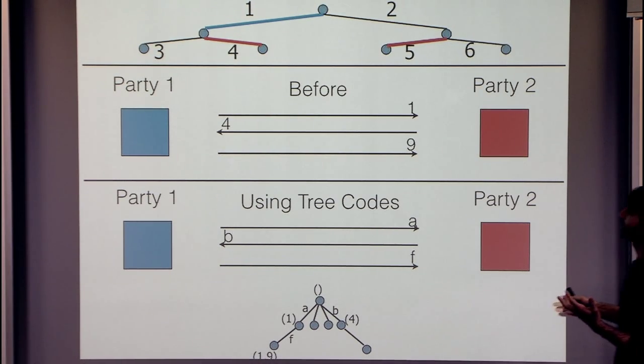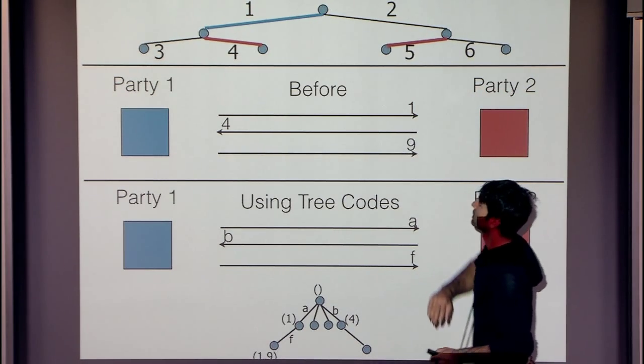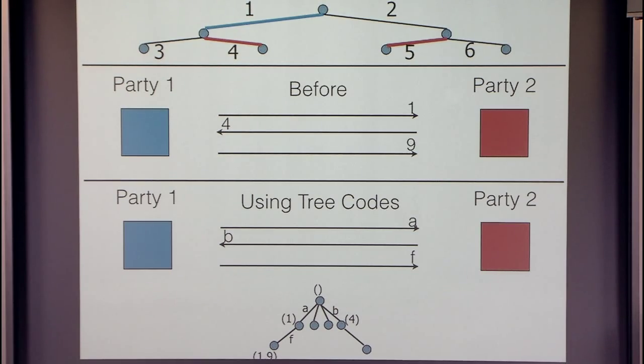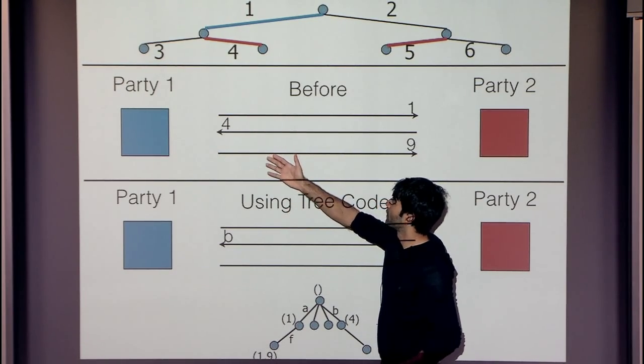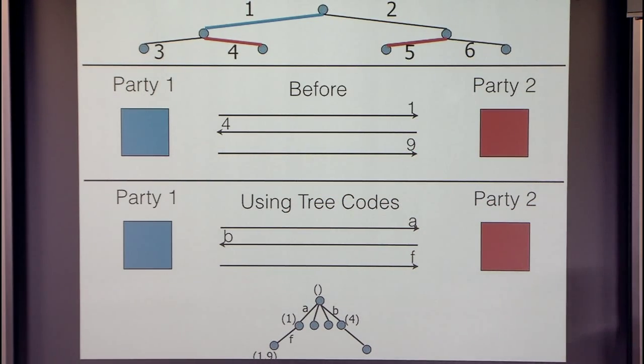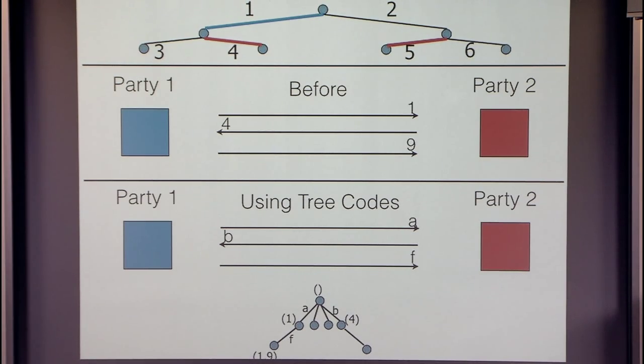So suppose initially, in your protocol, the parties were sending messages like this. Those were the edges of the tree, and the first party was sending 1, then the second party was responding with edge number 4, and then the first party was responding again with edge number 9. Now in the new protocol that uses tree codes, the parties will do this instead.